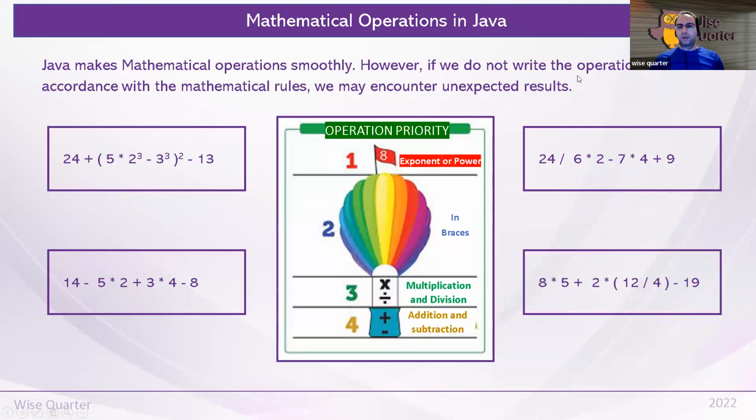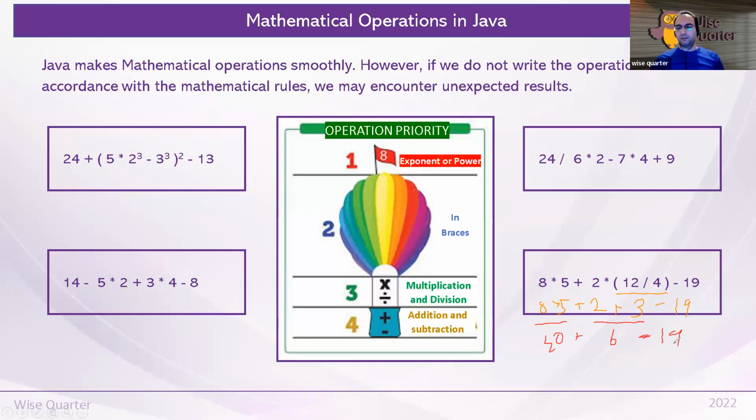What about this one? First power, no power here. Brackets, oh, we have a bracket. Let's do the calculation. It is 3. We have no other. So the calculation is 8 times 5 plus 2 times 3 minus 19. So first we have multiplications here and here. I should calculate that. 8 times 5, 14, plus 2 times 3, 6.